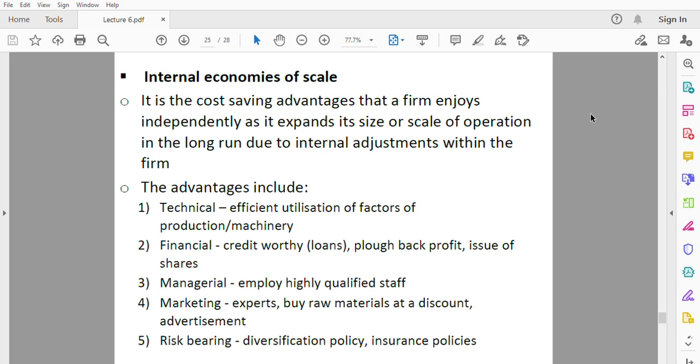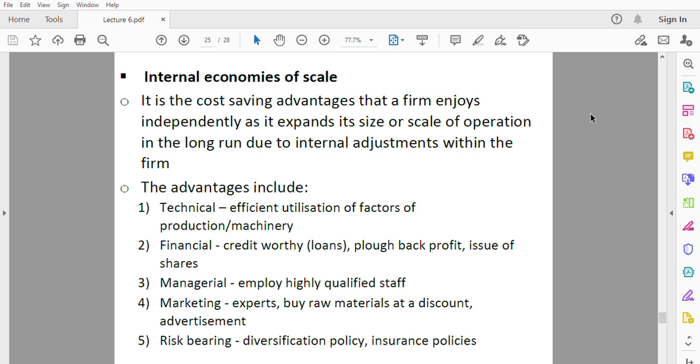The second is financial economies. When you become very big, when you expand, your creditworthiness also increases. In fact, when you expand, it is easy for you to be given a loan by a bank. If you are a very small company, the bank is unwilling to give you a loan. So it helps you get credit. It helps you plow back your profit. If you expand, you can put back the profit you get into the business, unlike a very small company where your profit must be used for yourself and others.